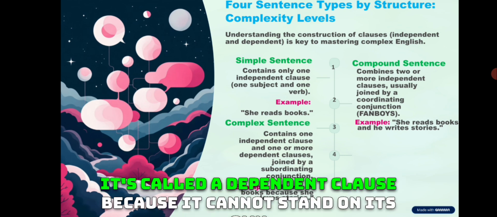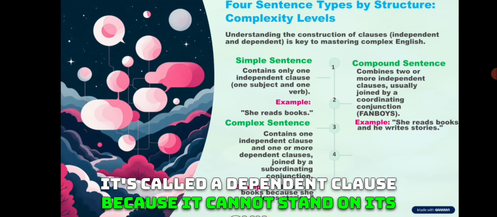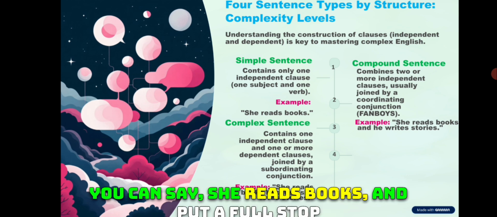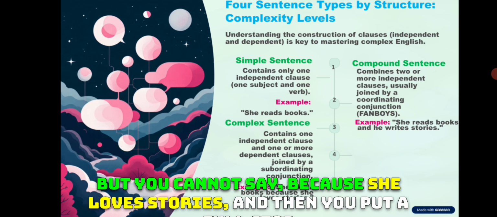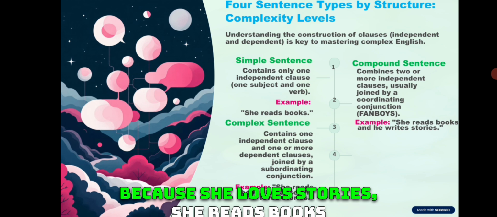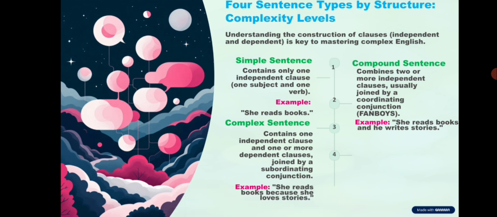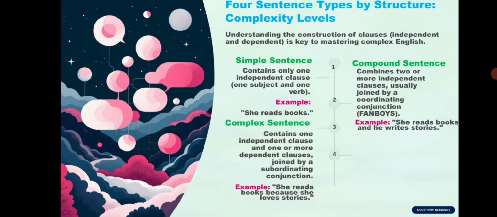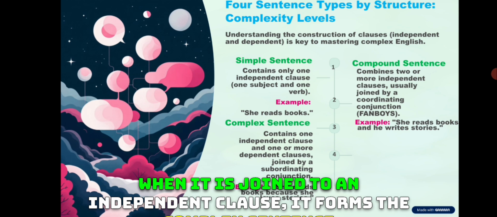It's called dependent clause because it cannot stand on its own. It cannot stand alone like the independent clause. You can say she reads books and put a full stop, but you cannot say because she loves stories and then you put a full stop. No, because she loves stories, comma, she reads books. You see, so this because she loves stories cannot stand alone. When it is joined to an independent clause, it forms the complex sentence.